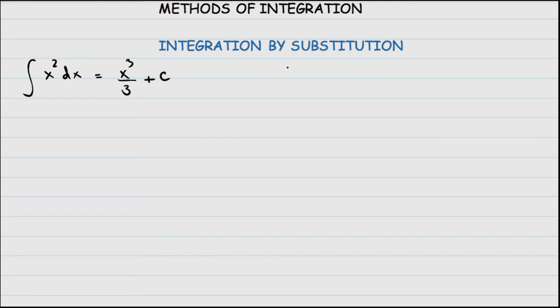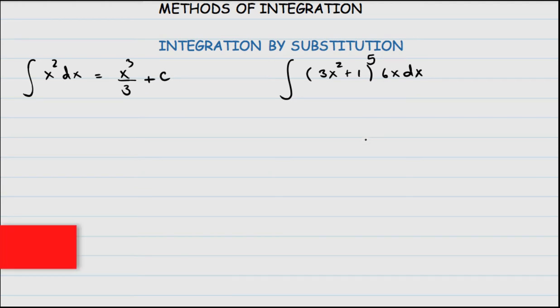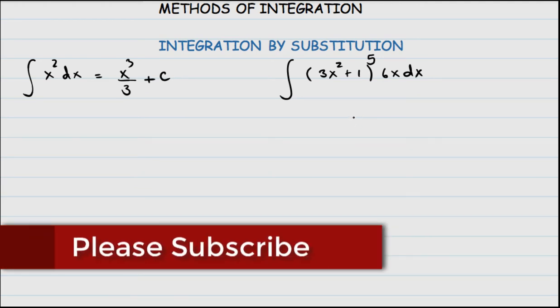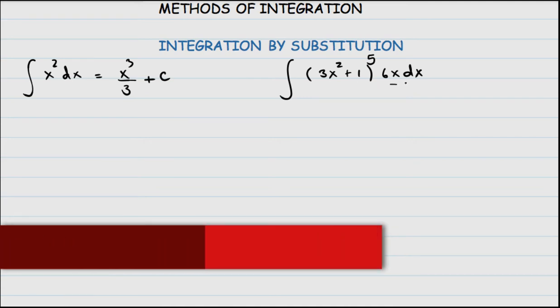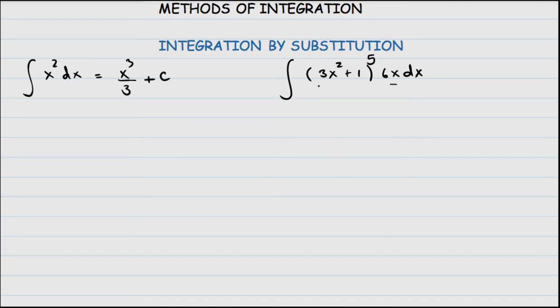Let us see an example. Say for example we have the integral of (3x squared plus 1), all of this raised to 5, times 6x dx. Now look at this. You have here an expression of which you want to find the integral.